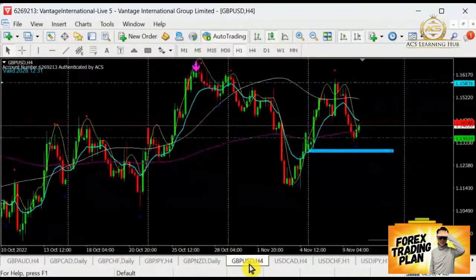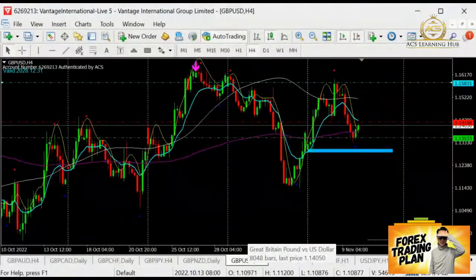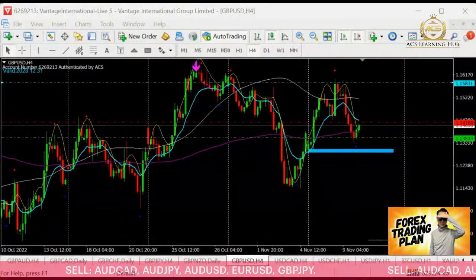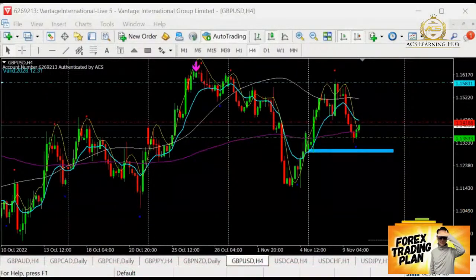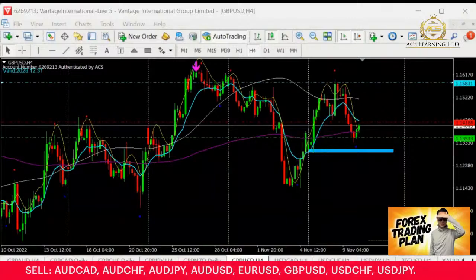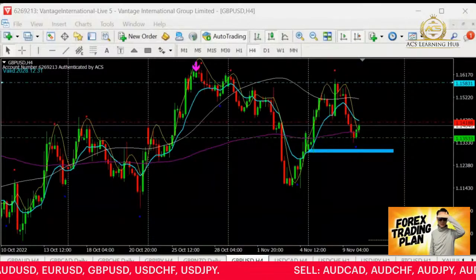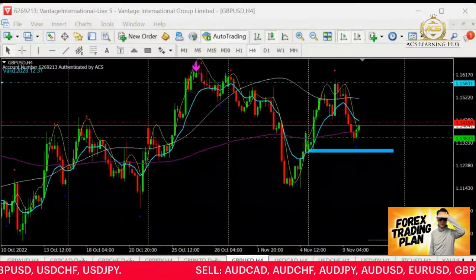Tentatively, I'm going to look out for all these to sell. Let me flash it out for everybody so that everybody is able to see. Okay, so we are selling Aussie CAD, Aussie franc, Aussie yen, Aussie dollar, euro dollar, pound dollar, dollar franc, and dollar yen.